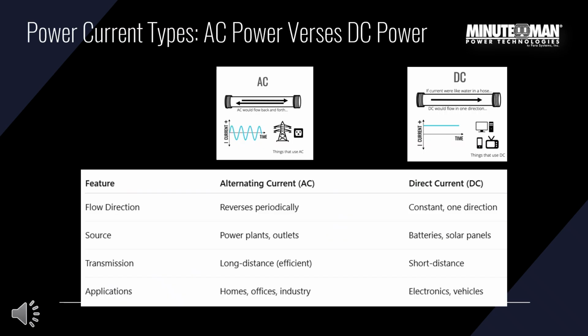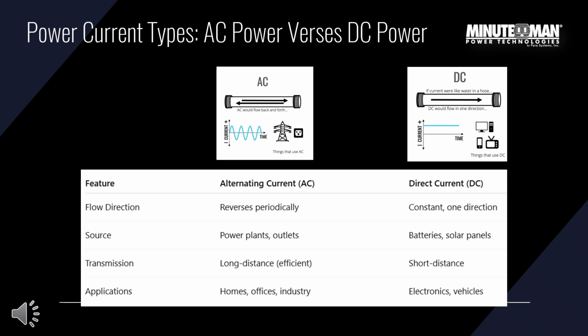Power current types, AC versus DC. Both AC and DC have their own unique advantages. AC advantages are that it's easy to transmit over long distances, voltage can be increased or decreased with transformers, and it's the standard for power grids. DC advantages, it's stable and reliable for electronics, it's easier to store, i.e. batteries, and it's essential for digital devices and renewable energy systems.